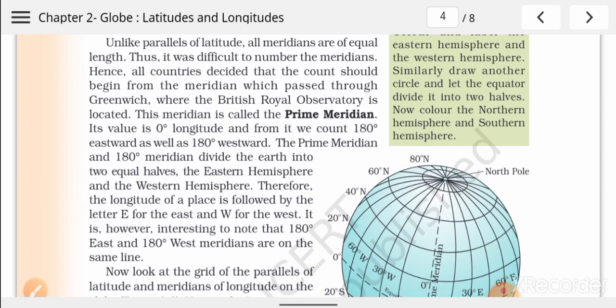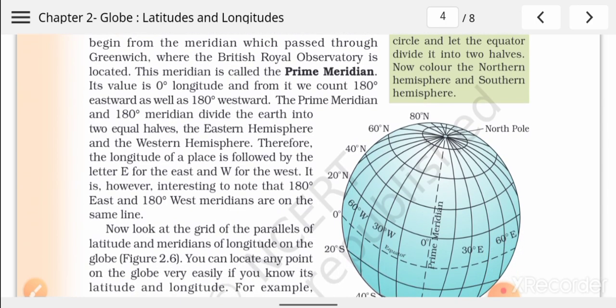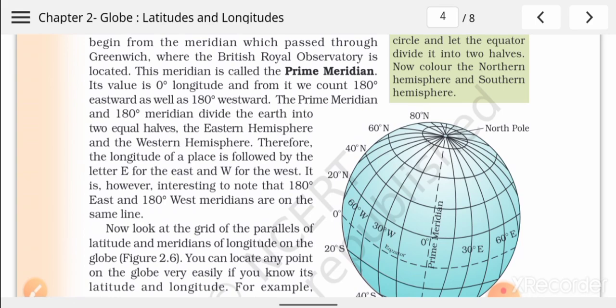Therefore, the longitude of a place is followed by the letter E for east and W for west. It is, however, interesting to note that the 180 degree east and 180 degree west meridians are on the same line.